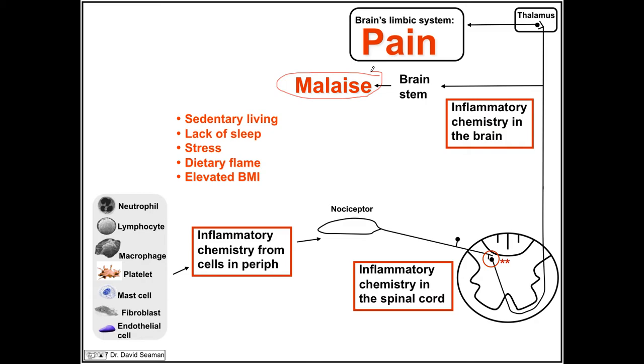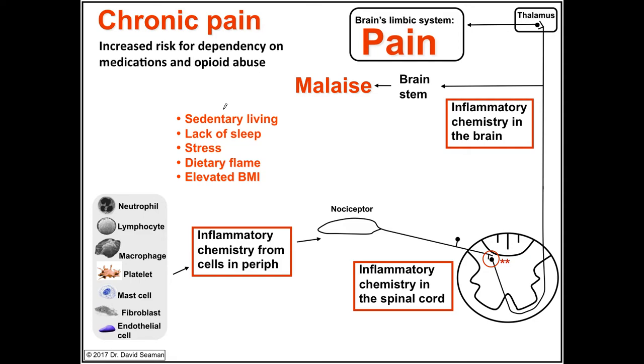Now, people can develop chronic pain without an injury. It just manifests for some people over time because one cannot live their entire life with these lifestyle flame factors without developing either chronic pain or some other chronic disease. In this case, we're talking about chronic pain. And if one has chronic pain, they are at much greater risk for developing dependency on NSAIDs, Tylenol, and then even worse, the opioid medications. So this is the scenario.